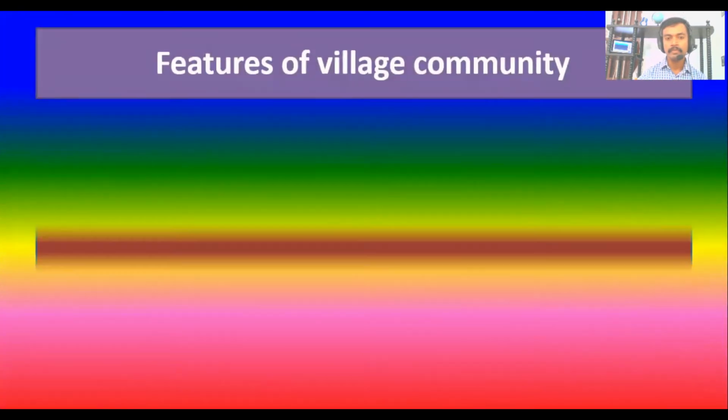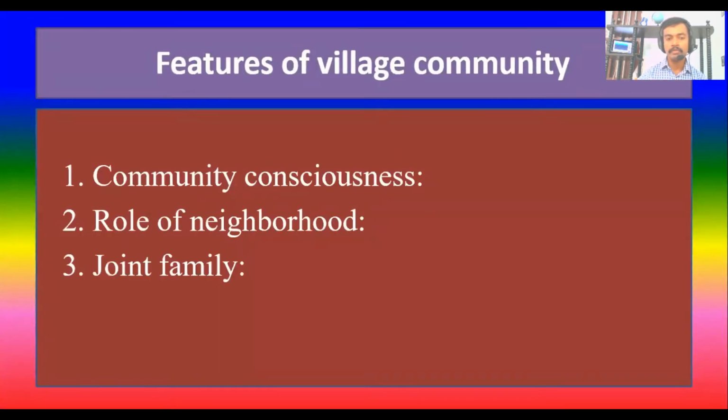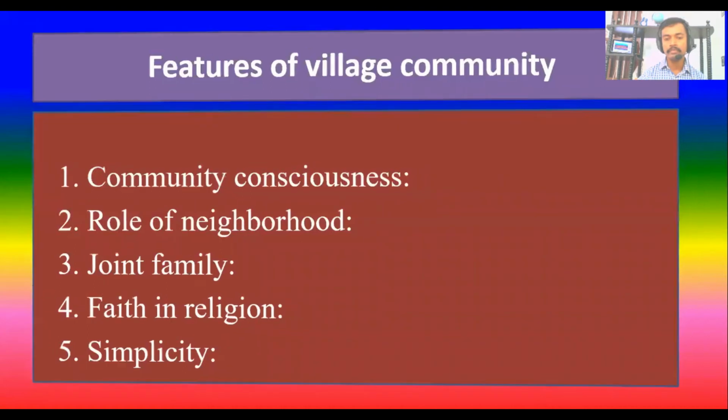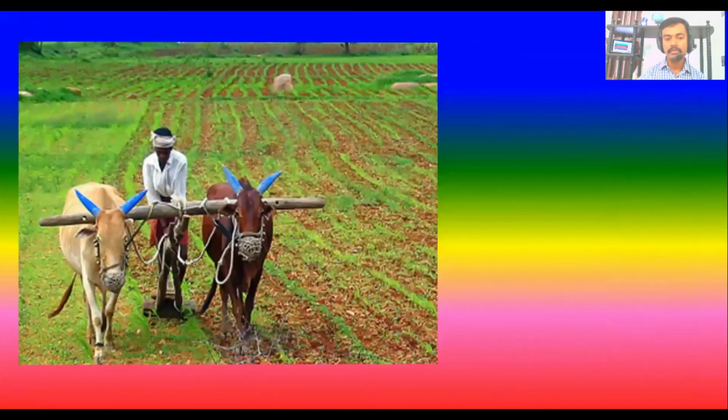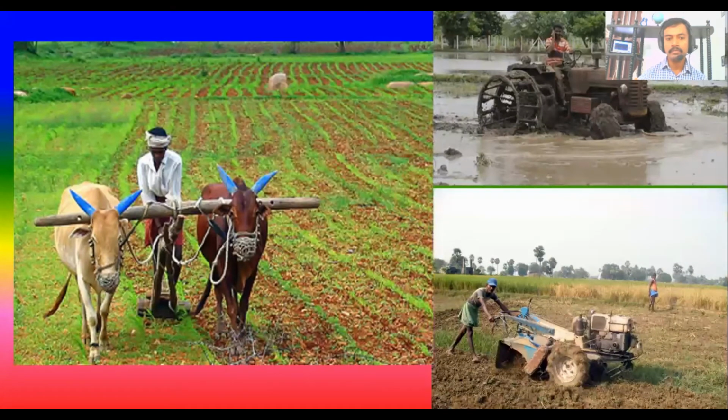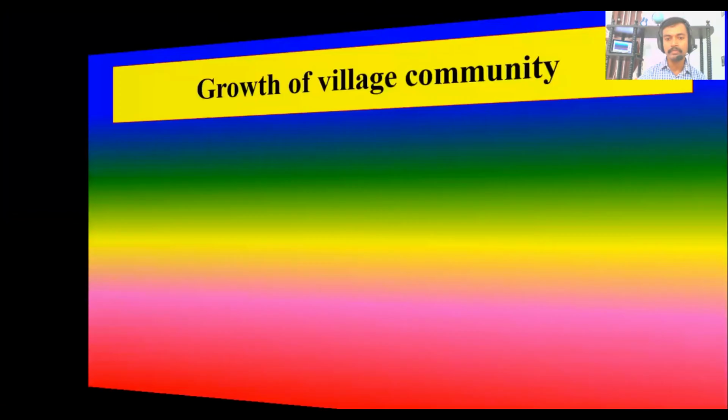Then features of village community: community consciousness, role of neighborhood. Neighbors play a vital role in rural areas. Joint family system, faith in religion, and simplicity, a simple way of life. Look at this cattle use. This is a modern way of cultivation, using machines for cropping as well as cultivation.